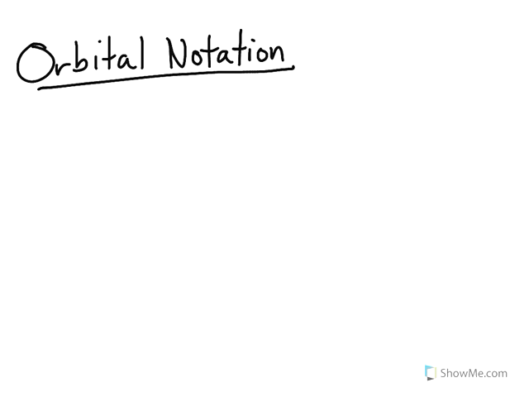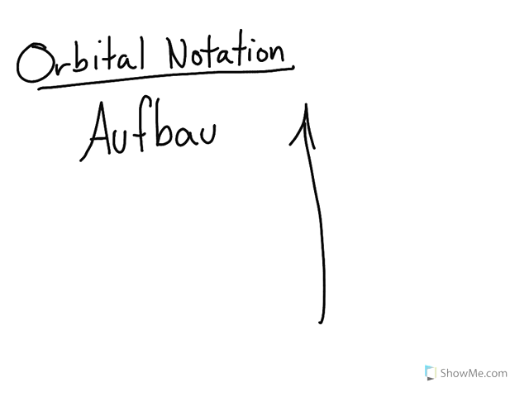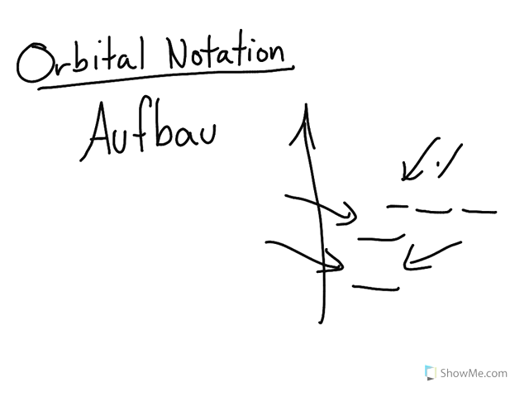The first rule is the Aufbau principle, and the Aufbau principle states that electrons will fill into the lowest energy levels possible. So the Aufbau principle states that if I have an energy diagram like this, electrons will always fill up the lower energy levels first, right here, before they start moving up to higher energy levels. And this is my energy diagram. So that's the Aufbau principle.